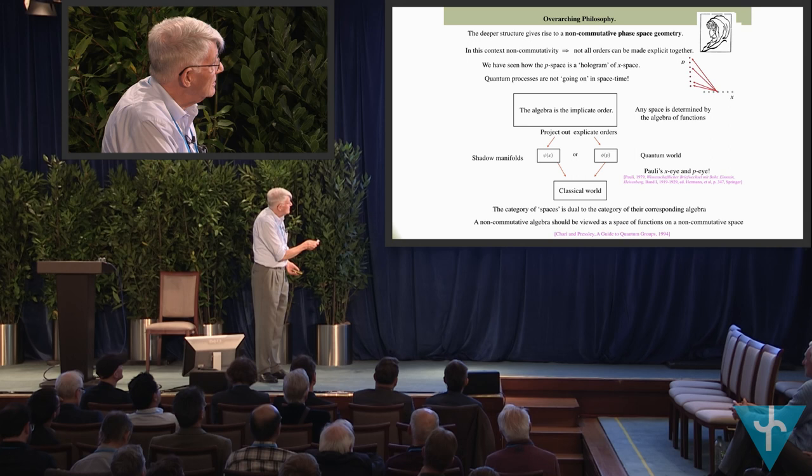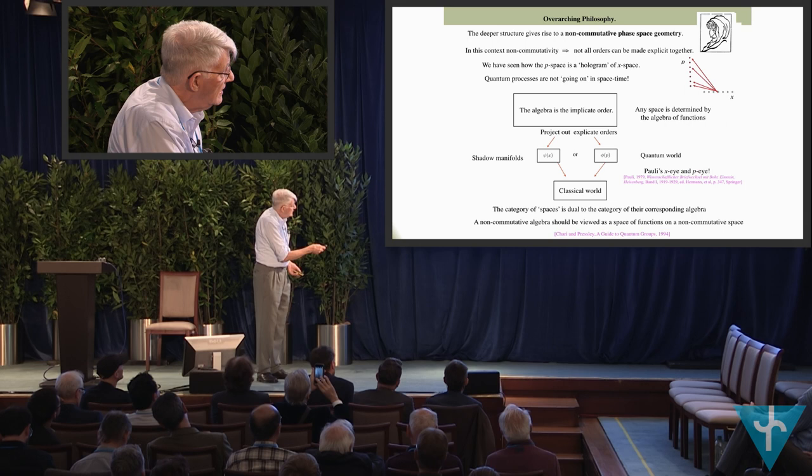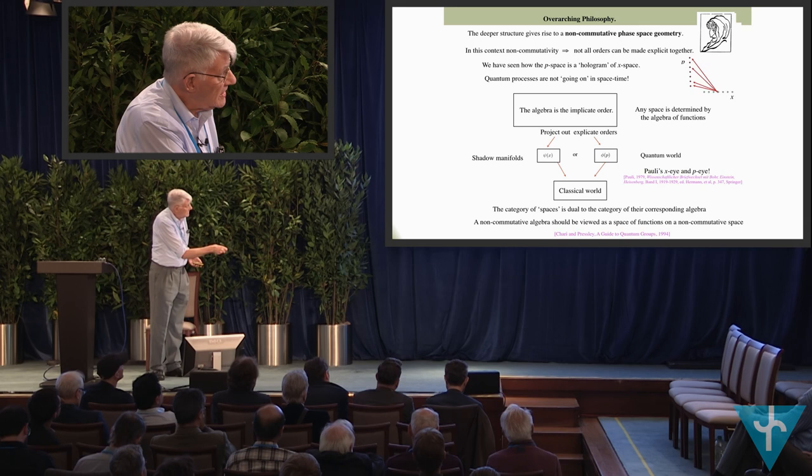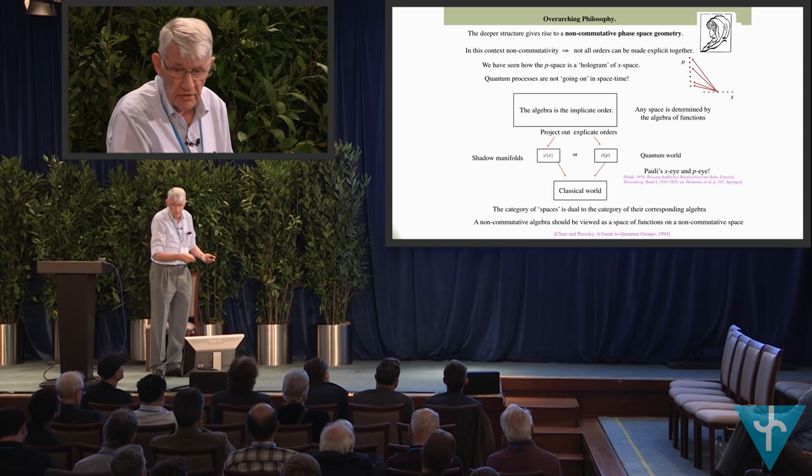And so the idea there is that the algebra is the implicate order. You project out explicate orders, and it's only in the classical world that you put them together again into one order. So in this sense, the classical world is emerging from this deeper implicate order, which is the non-commutative geometry. Thank you.